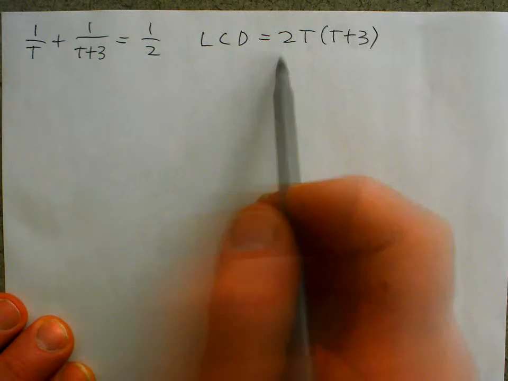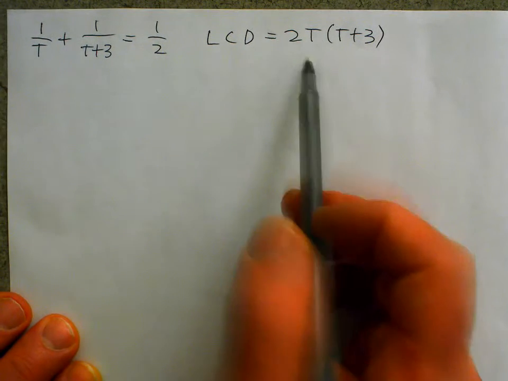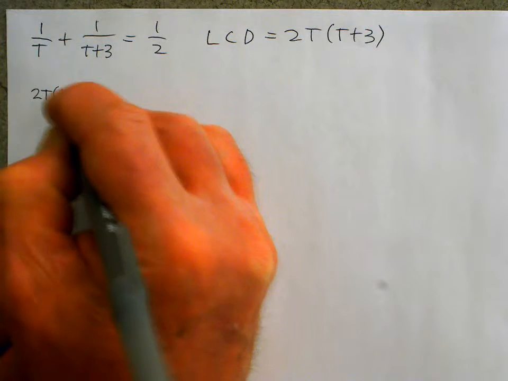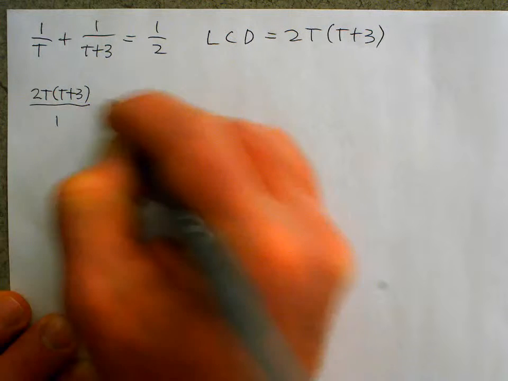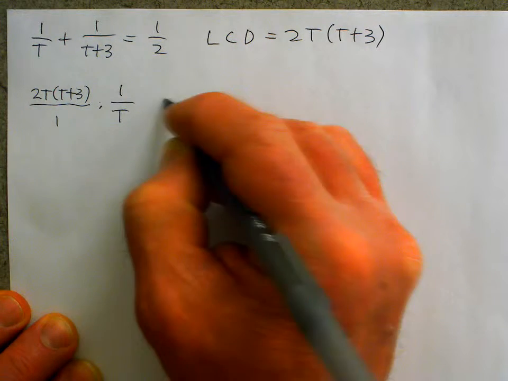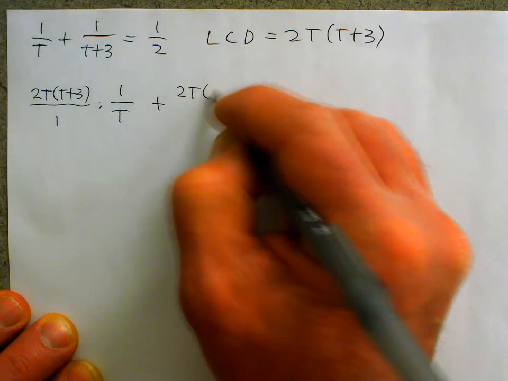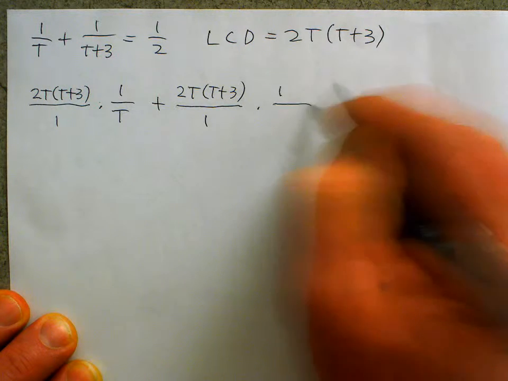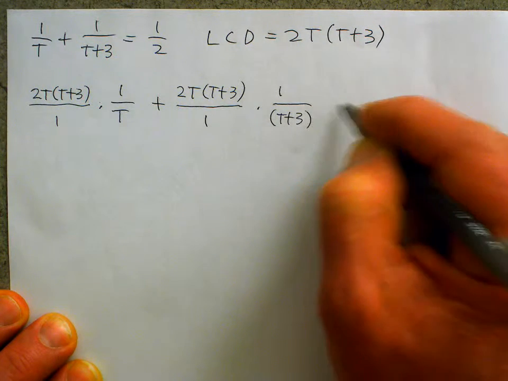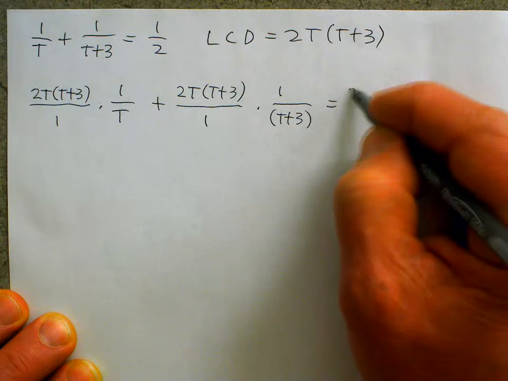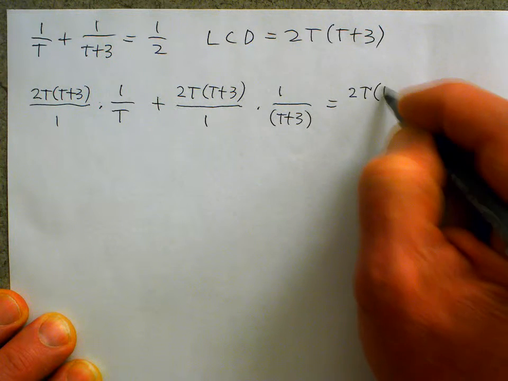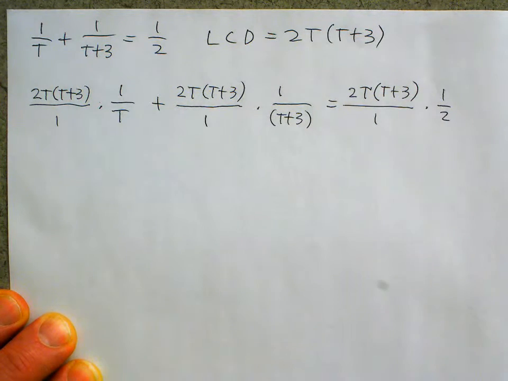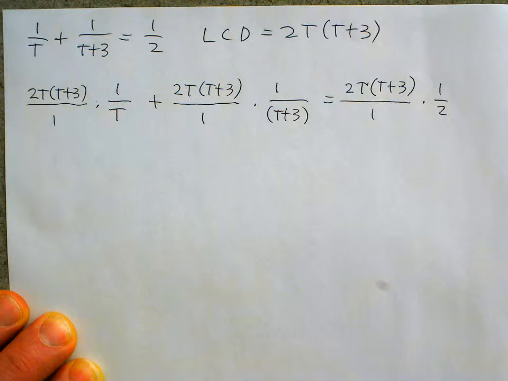Okay, we multiply every term on both sides of this equation by the least common denominator. So 2t times t plus 3 over 1 times 1 over t. And then 2t times t plus 3 over 1 times 1 over t plus 3. On the right-hand side, 2 times t plus 3 over 1 times 1/2. So we get cancellations.